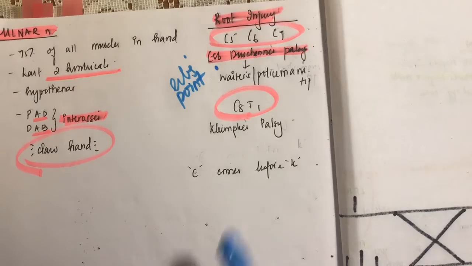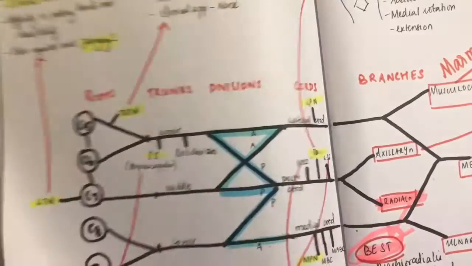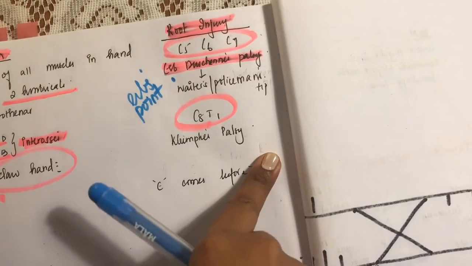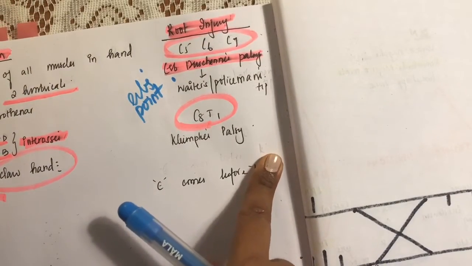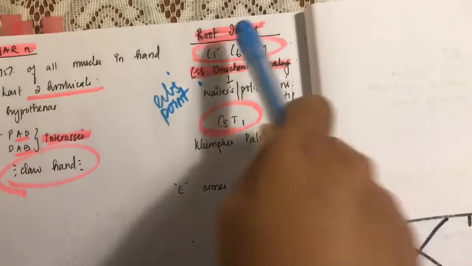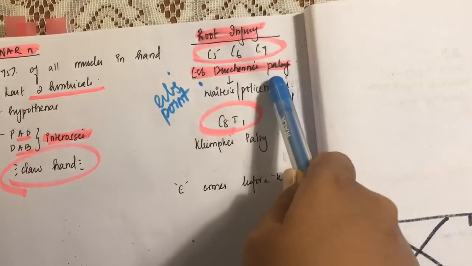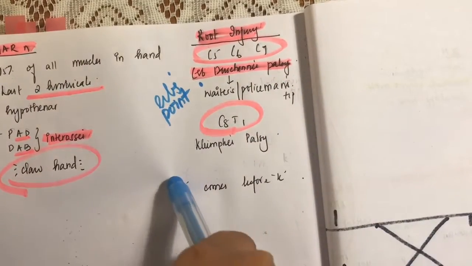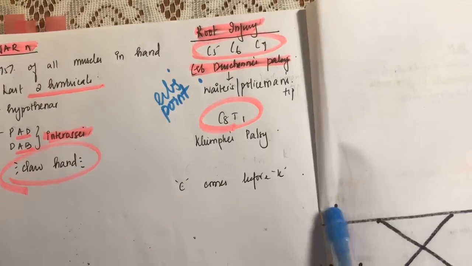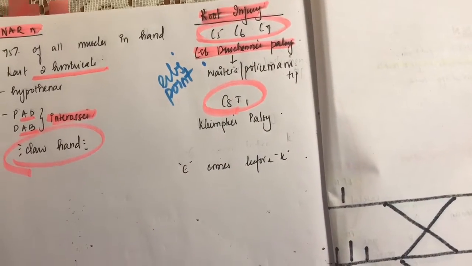And then the lower root values at C8, T1, you get Klumpke's palsy, another type of palsy we'll discuss. And how to remember these: the upper root injury causes Erb's and the lower root injury causes Klumpke's. E comes before K. Just remember that. So Erb's and Klumpke's palsy.